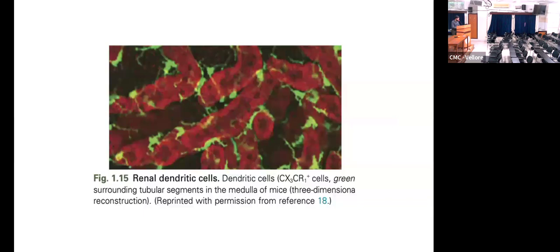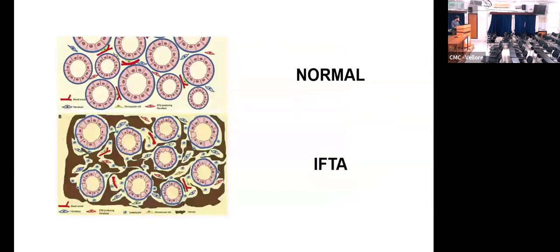These are the renal dendritic cells, which are CXCR3 positive cells, the green ones, surrounding the tubular segments in the medulla of a mouse, in a 3D reconstructed image. The first image is what you see as a normal interstitium. You can see the tubules are back to back and the red blood cells are there. You can see the pericytes, which are close to the blood vessels and the tubules. Whereas in IFTA, you see a lot of brown. That's a lot of interstitial fibrosis and a lot of increase in fibroblast tissue. If you see these blue cells, they have increased significantly compared to the previous image.